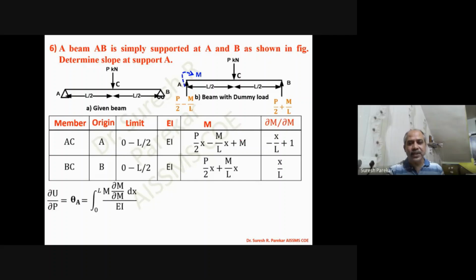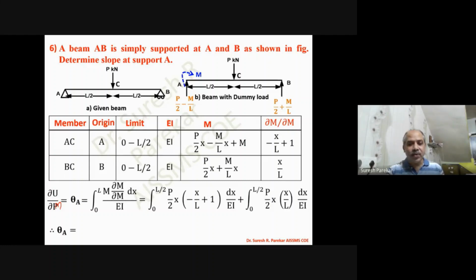And then we have to integrate it by substituting in the equation. So theta, M, da by M by da by M. So this will be da by U by da by M. And then we have to put the values. And by substituting these values, we are going to get the value of theta A.